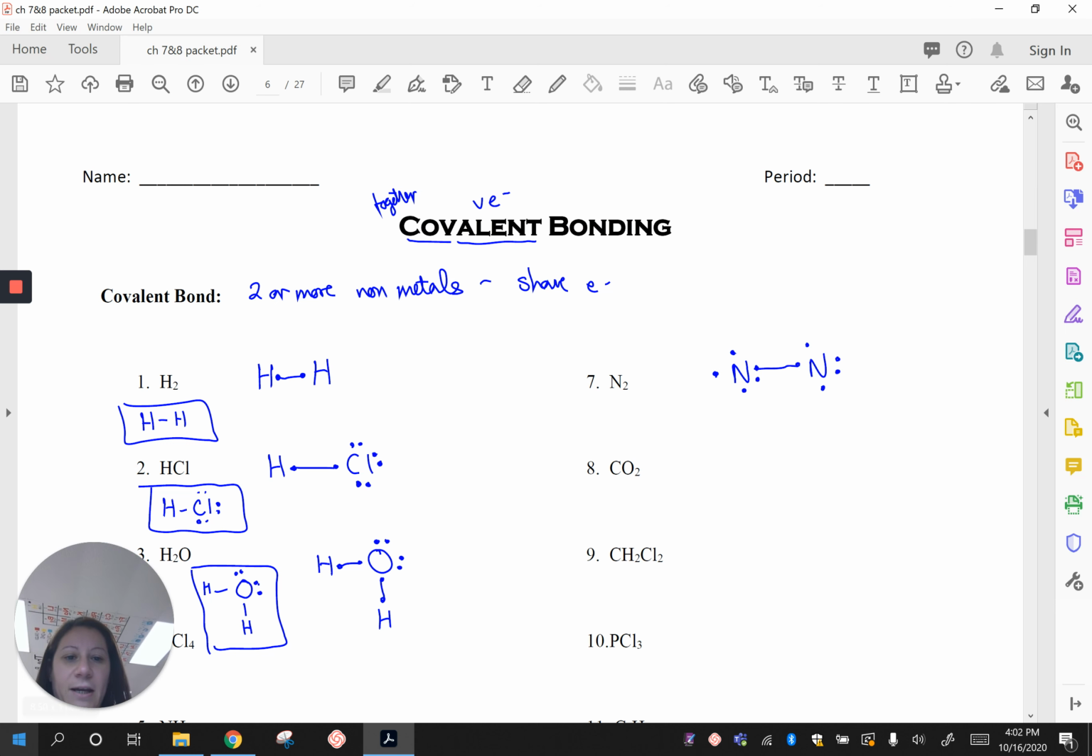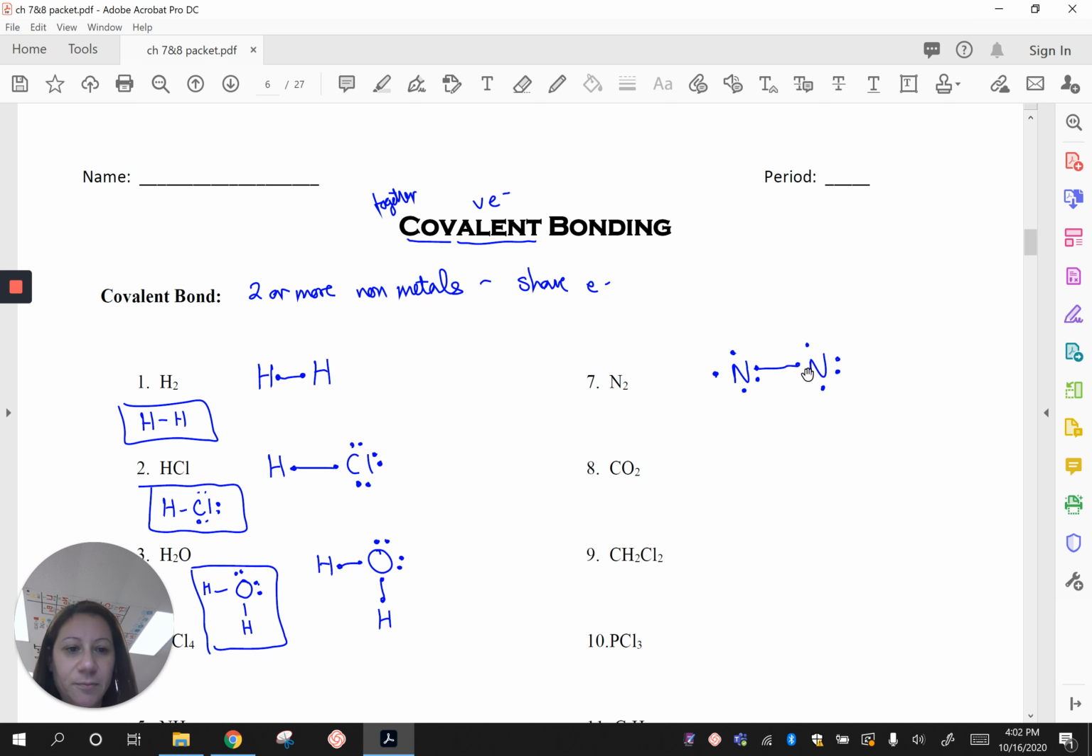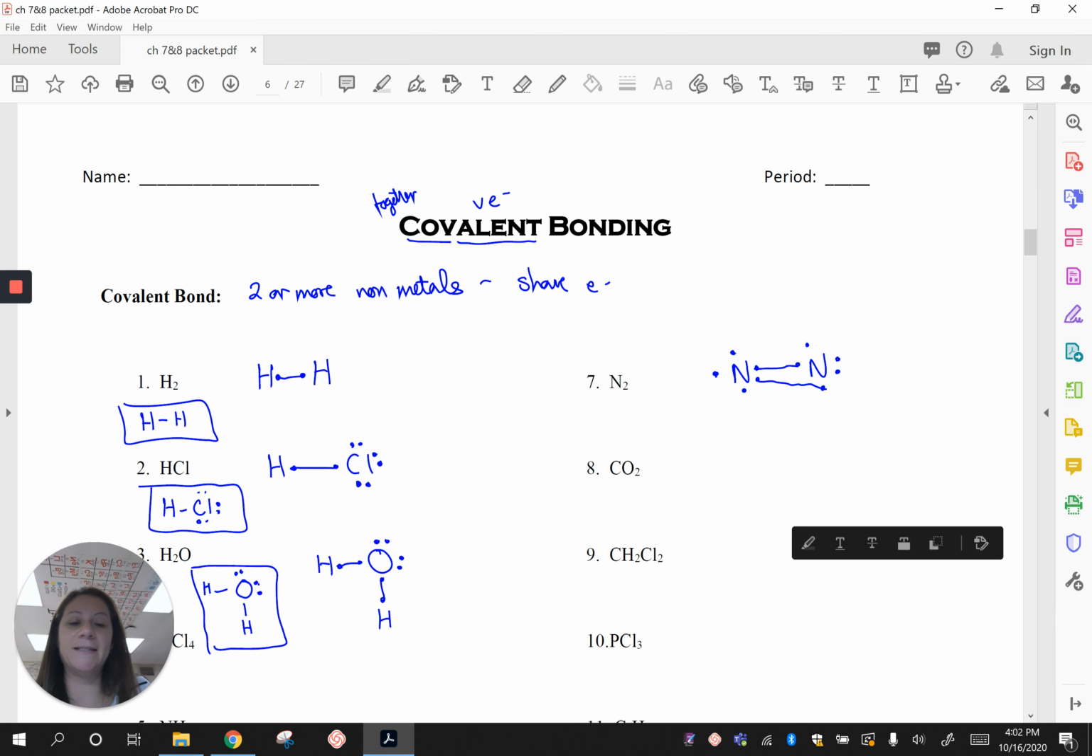So right now, this nitrogen has 1, 2, 3, 4, 5, 6. This nitrogen also has 1, 2, 3, 4, 5, 6. They both only have 6. They'd like to have 8. So if they both want more, then connect another pair. So let's connect this pair right here, and let's count.